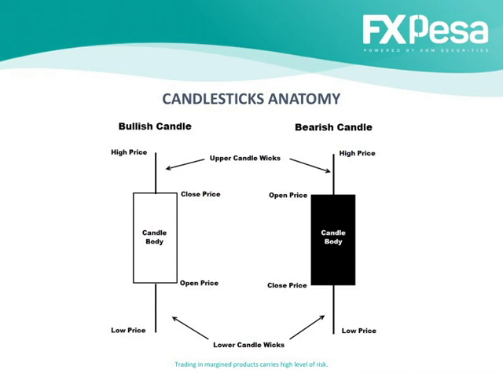Candlestick anatomy. We have two types of candlesticks. We have a bullish candle and a bearish candle. On a bullish candle, the opening price is always lower than the closing price, whereas on a bearish candle, the opening price is always higher than the closing price. Every candlestick has a line which is known as wicks. The upper wick usually represents the highest price reached for that session, and the lower wick represents the lowest price reached for that session too.